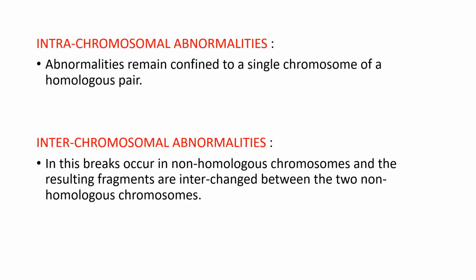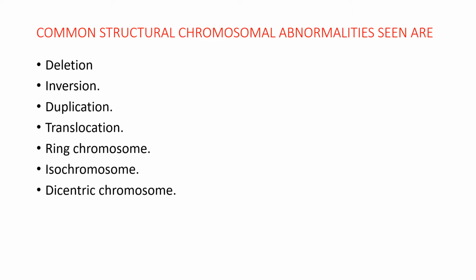In intrachromosomal abnormalities, abnormalities remain confined to a single chromosome of a homologous pair. In interchromosomal abnormalities, breaks occur in non-homologous chromosomes and the resulting fragments are interchanged between the two non-homologous chromosomes. Common structural abnormalities seen are deletion, inversion, duplication, translocation, ring chromosome, isochromosome, dicentric chromosome.